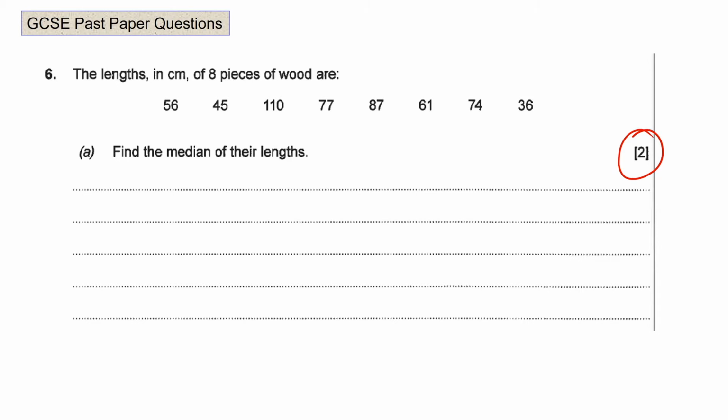Okay, so the lengths in centimetres of 8 pieces of wood are those numbers. Find the median of their lengths. So step 1, you must put them in order. So 36 is my smallest number here.